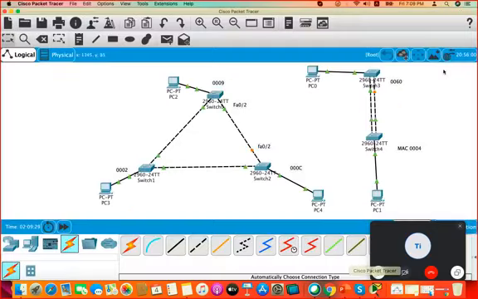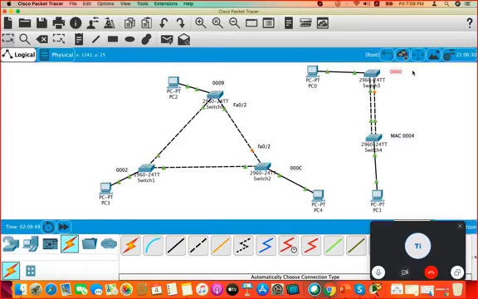Now see the MAC address of switch 4 and the MAC address of switch 3. If you compare the MAC addresses, who will become the root bridge? The root bridge will be switch 4. Why? Because the MAC address is lower.